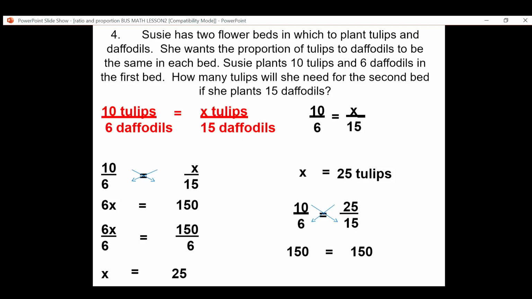Okay, so the answer is, Susie planted 10 tulips to 6 daffodils. And for the second bed, how many tulips should she plant if she plants 15 daffodils? So our ratio is 10 over 6 equals x over 15. So cross multiply 10 times 15, that is 150, and x times 6, that is 6x. And then divide both sides by 6, we will get x equals 25. So checking it, just cross multiply. So it means that our answer is correct.